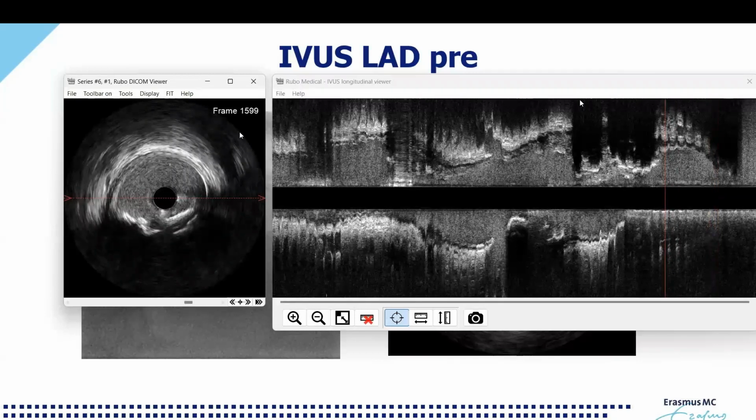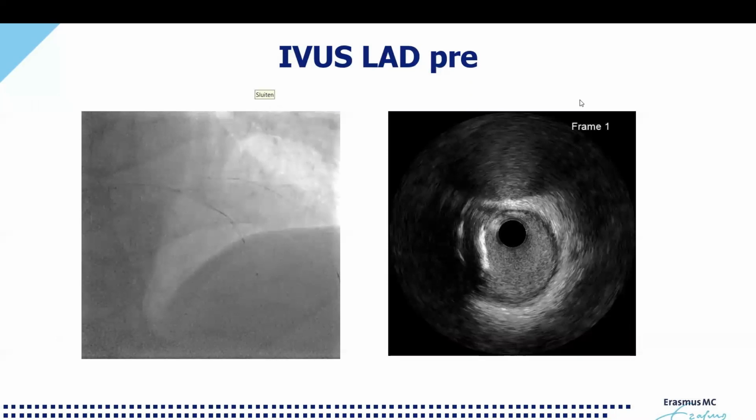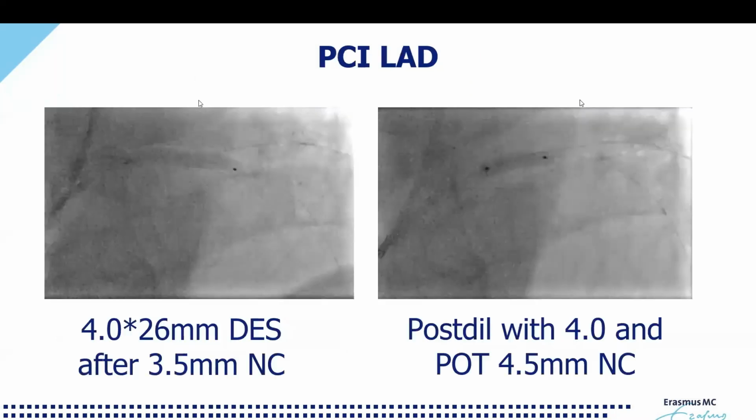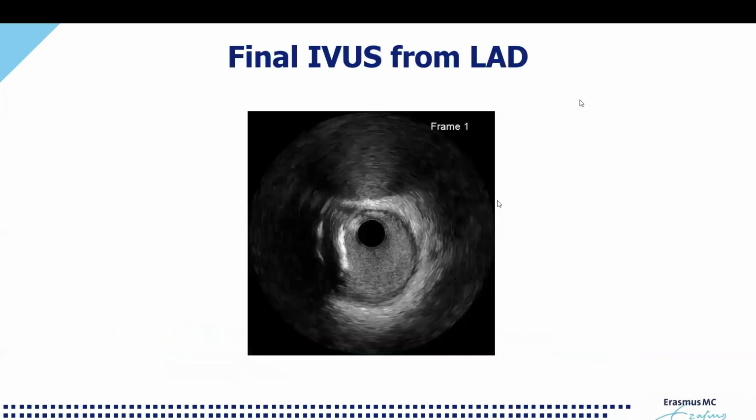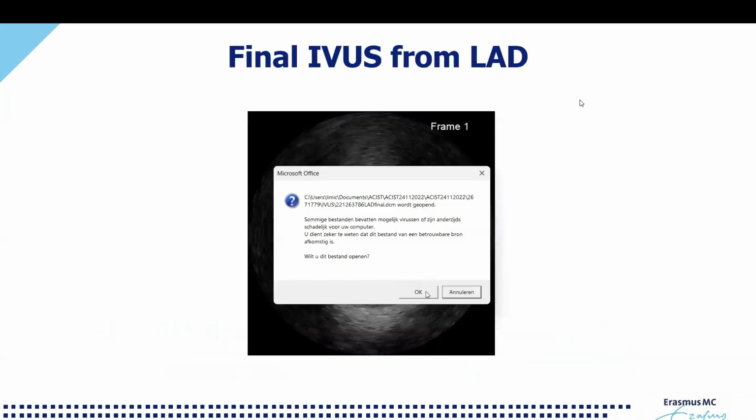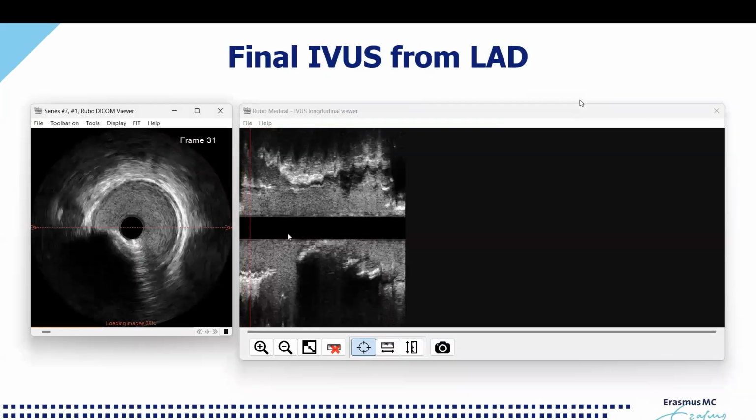So that explains that this distal part with a bit of thrombus was left alone, but the treatment was a 4.26 drug-eluting stent after pre-dilatation with the NC, and then a post-dilatation with 4.0 and the POT with a 4.5 millimeter NC, and then this is the final from the LAD.